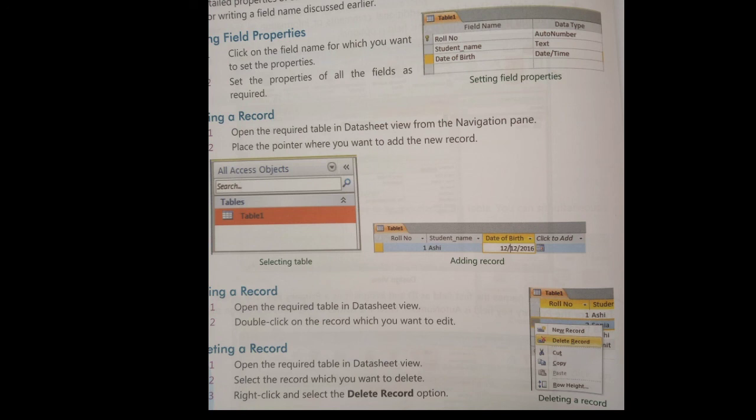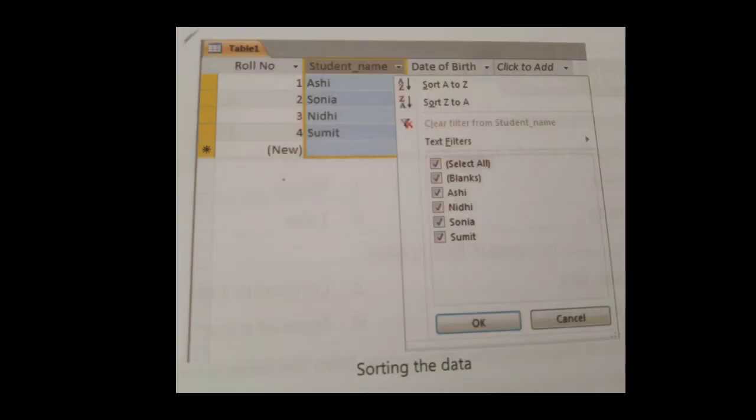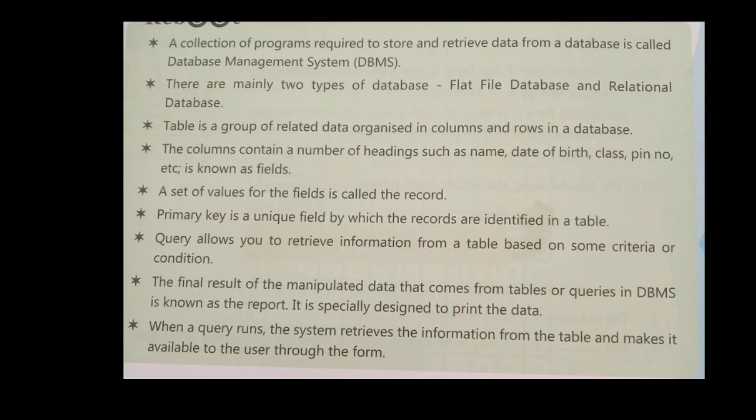Okay students, next we talk about sorting the records in a table. Step 1, select the field which you want to sort. Step 2, click on the drop down next to the field name. Step 3, choose whether to sort the data A to Z ascending order or Z to A descending order. The data gets sorted. Okay students, next one is exiting MS Access.